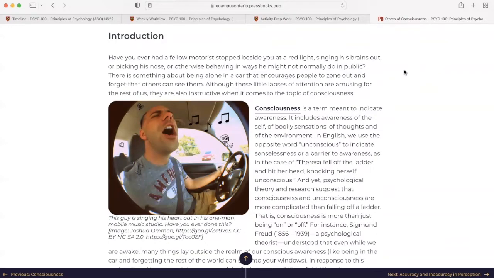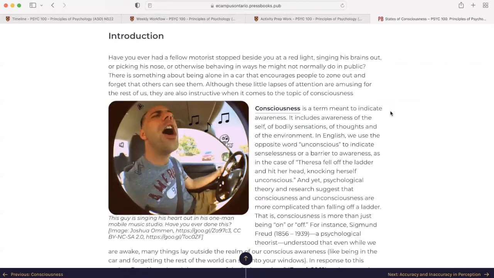Consciousness is a term meant to indicate awareness. We talked about awareness in the last chapter. So, consciousness is awareness of ourselves and our environment. It includes awareness of the self, of bodily sensations, of thoughts, of the environment.